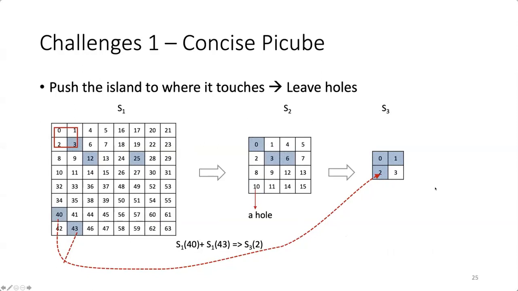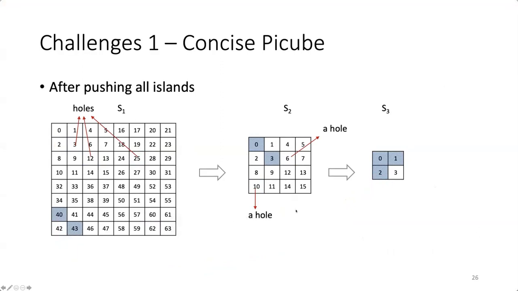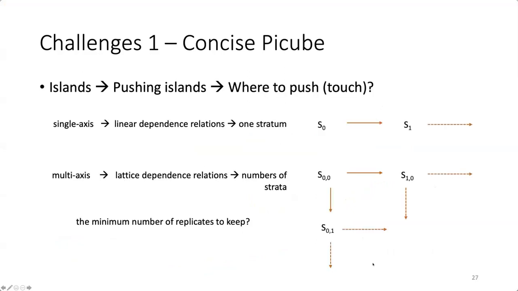Pushing the island will leave a hole where it should be. So after pushing all the islands, we can see that the structure looks like this, with a lot of holes at different places. The key point in pushing an island is to find the correct stratum where it touches. It's quite simple in a single-axis Picube with a linear dependency relation, because there's only one higher stratum that meets the requirement. When the Picube is multi-axis, it becomes complicated. You may find a number of strata meeting the requirement. So where should we push the island to? In other words, how many of those should we materialize?